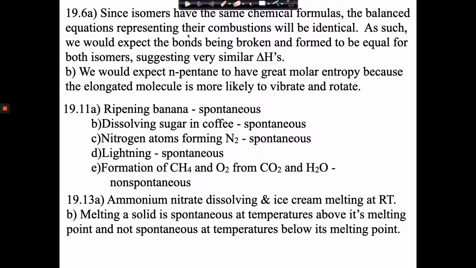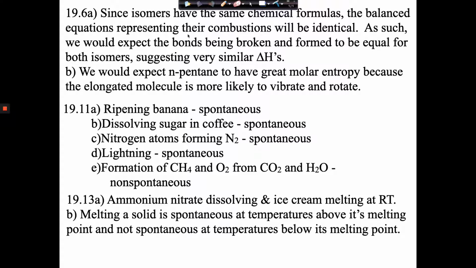Number 11. So guys, the question on the table is number 11, C and E. It says, which of the following processes are spontaneous and which are non-spontaneous? So letter C says the reaction of nitrogen atoms to form nitrogen molecules. Think about this: if you find nitrogen in nature, do you find nitrogen atoms or nitrogen molecules? Nitrogen molecules. So we know that forms spontaneously because it's what we find. This is spontaneous because you don't find nitrogen atoms, you find nitrogen molecules. Is that okay?